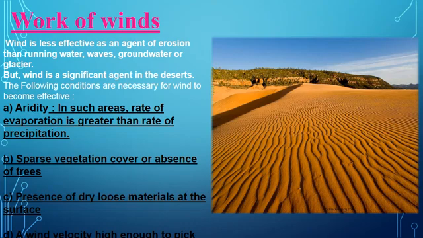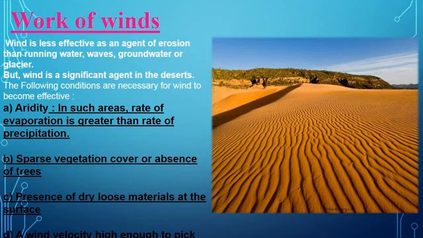In arid areas, the rate of evaporation is greater than the rate of precipitation. So in an arid area, you can see that the evaporation process is very high and the precipitation process is very low. Then there is sparse vegetation cover or absence of trees. Wherever trees are absent, you can see that the erosion is done with the help of wind because there is no obstacle in between.